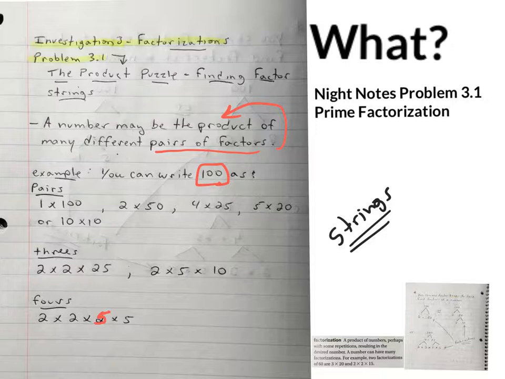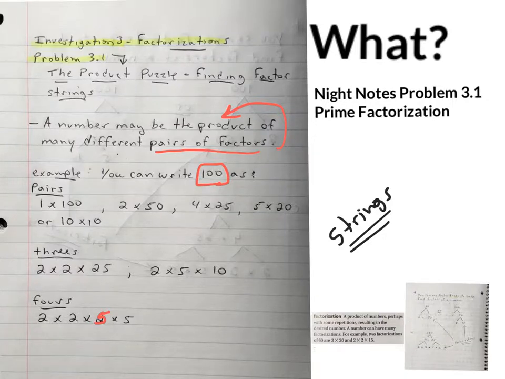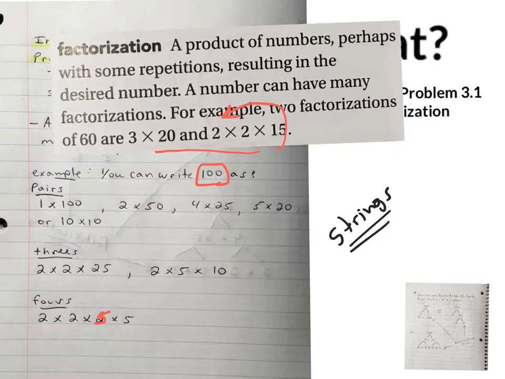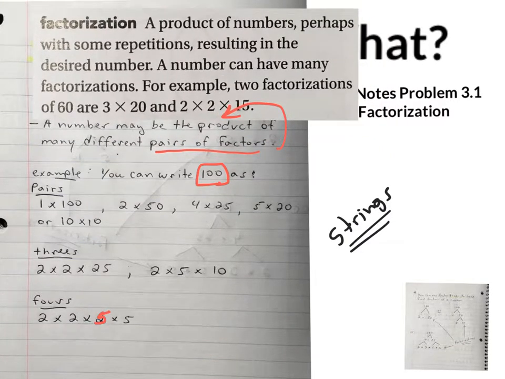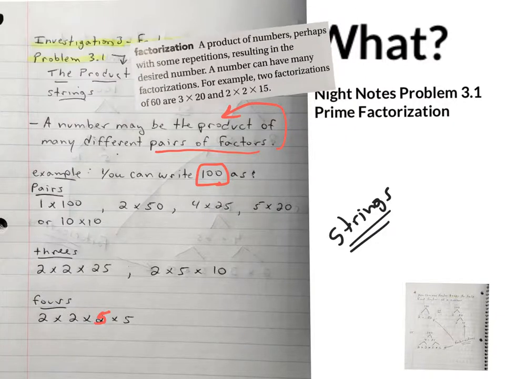I have a definition of what a factorization is, and I took it right from your book. A factorization is a product of numbers, perhaps with some repetitions, meaning some of the numbers may repeat, resulting in a desired number. A number can have many factorizations. For example, 2 factorizations of 60: here's a factor pair, 3 times 20, or 2 times 2 times 15. So, similar to what I just explained.